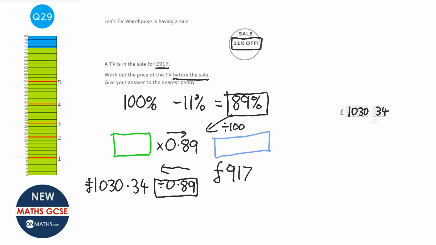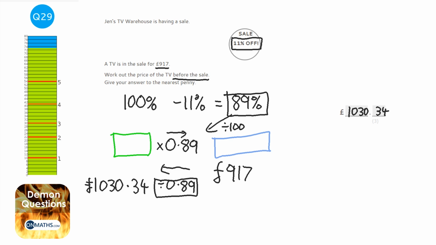Let's see if that makes sense. Well, it kind of makes sense that it's gone down a little bit to 917 pounds. We'd expect the price before the sale to be higher than the price on the sale. Something you can do to check that it works is you can then times the answer by 0.89, and there we go, we get 917, so it completely makes sense.